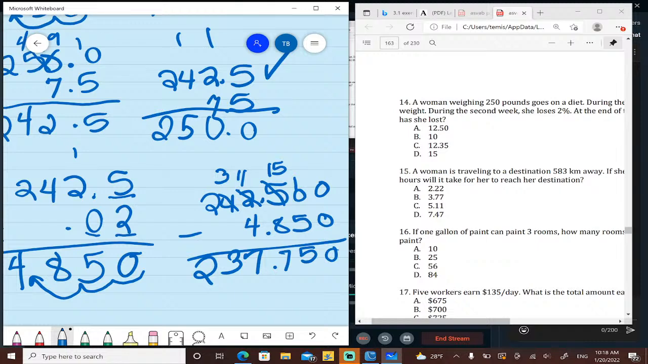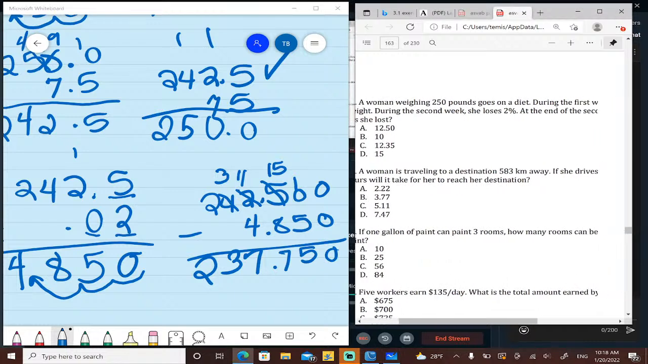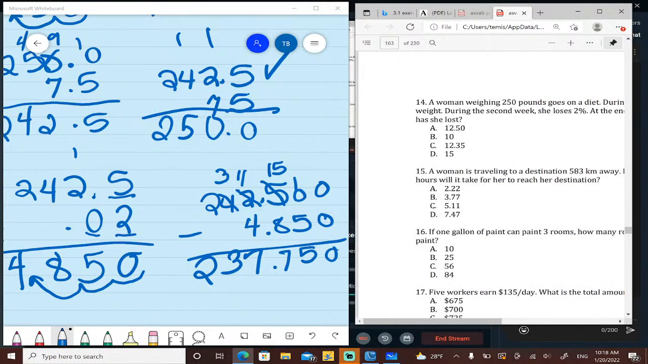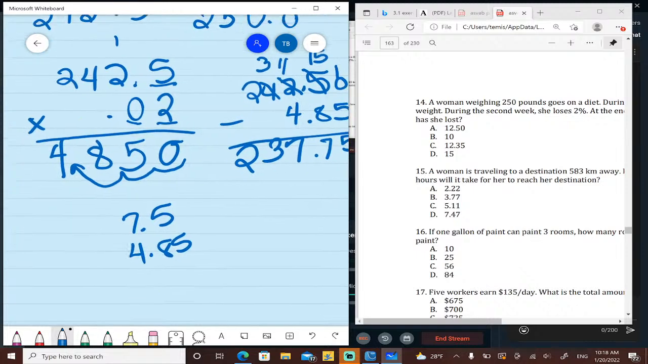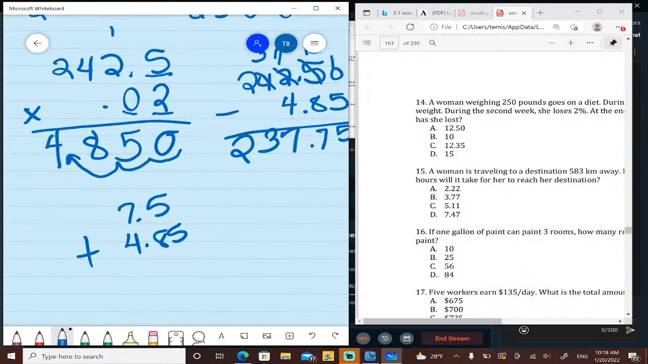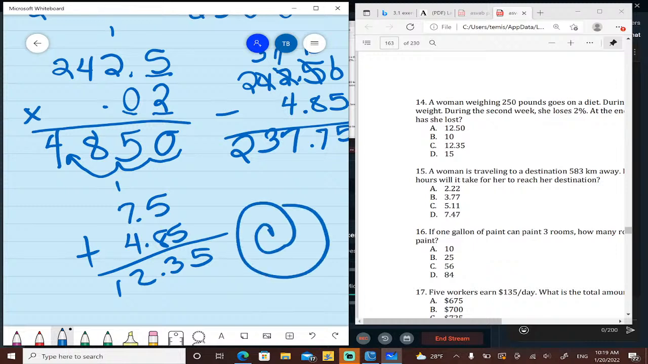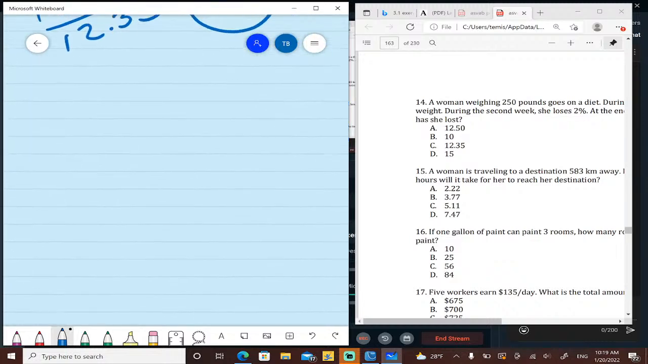Okay. So it says at the end of the second week, how many pounds has she lost? Okay, so this will be her weight, but how many pounds did she actually lose? Well, she lost the 7.5 and then she lost that. So 7.5 and then 4.85. So she lost, we're adding 5, 13, and 12. She lost 12.35, which is answer choice C. Okay. We're good with 14. That one took a little more time than I wanted it to take.